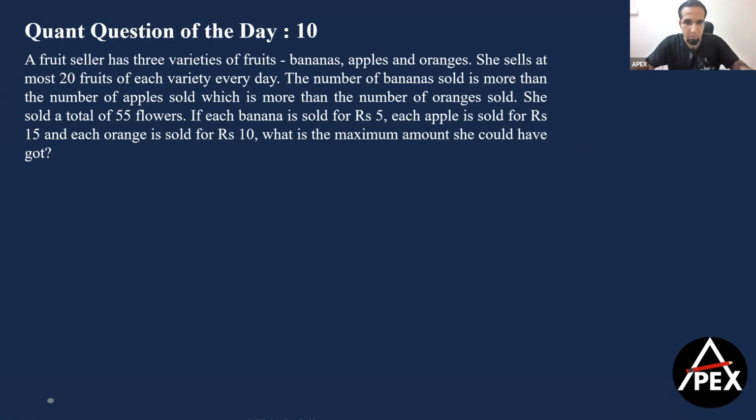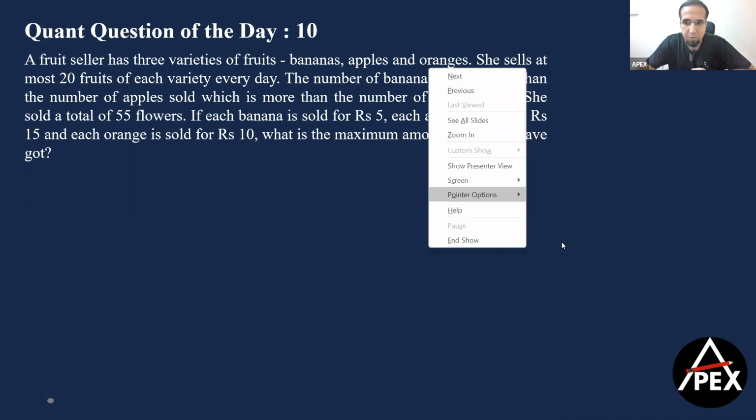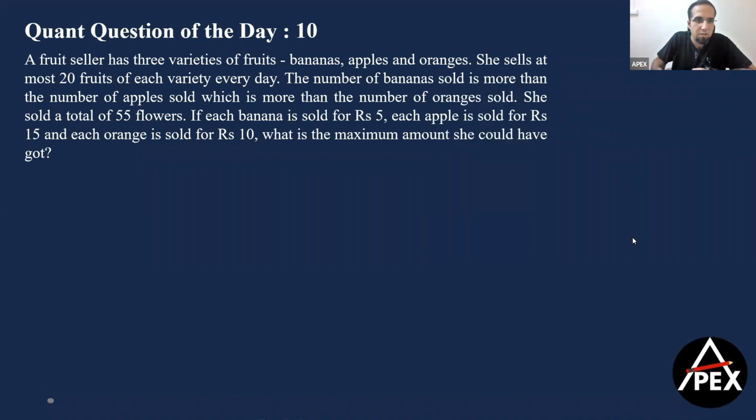Hi guys, let's look at this question, which was the question of the day 10. Now this question says a fruit seller has three varieties of fruits: bananas, apples, and oranges. Okay, and then the question says that she sells at most 20 fruits of each variety every day. The number of bananas sold is more than the number of apples, and the number of apples sold is more than the number of oranges.